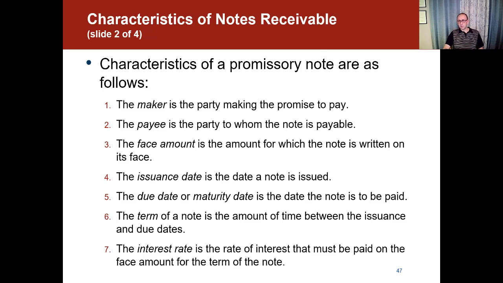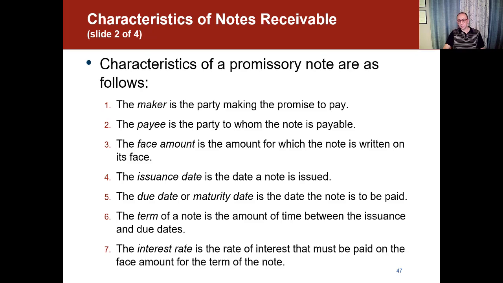Some of the characteristics of the promissory note are that we have a maker, which is the party making the promise to pay, or sometimes we call them the issuer. Then we have the payee, which is the person to whom the note is payable, and sometimes we call them the beneficiary. The face amount is the amount for which the note is written on its face. The issuance date is the date a note is issued, which is typically the date that it gets signed.